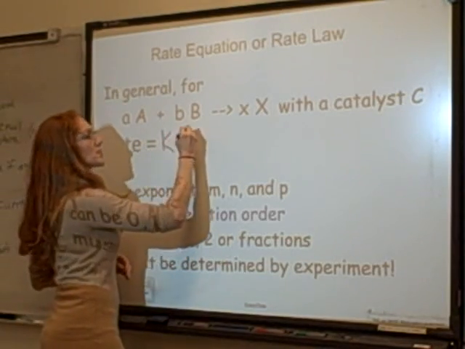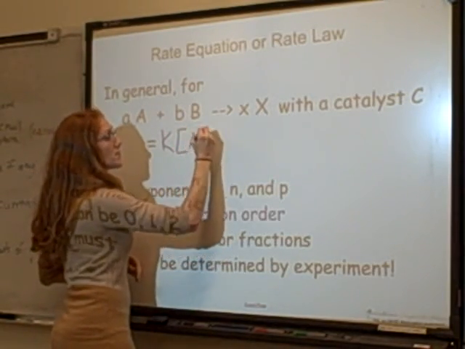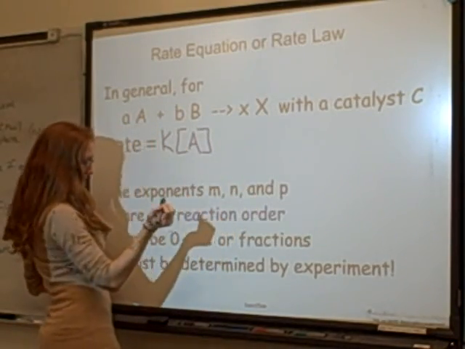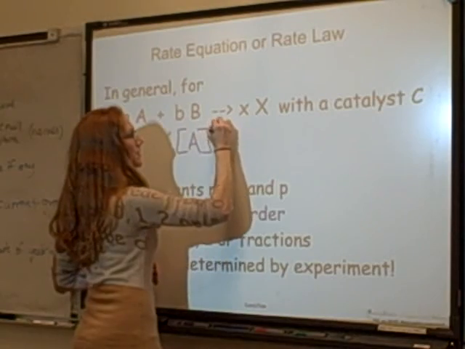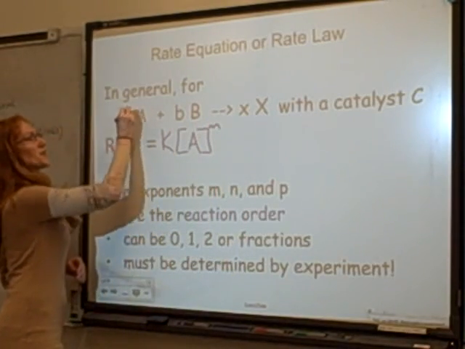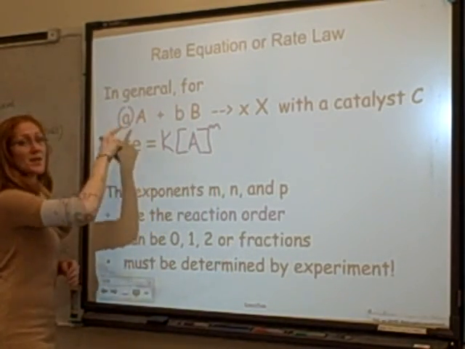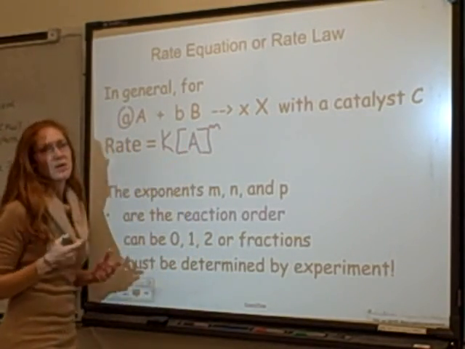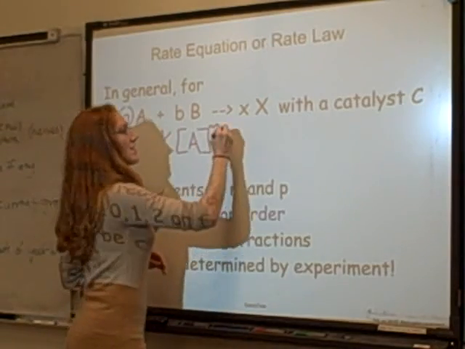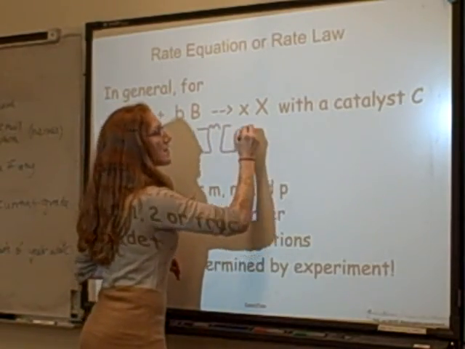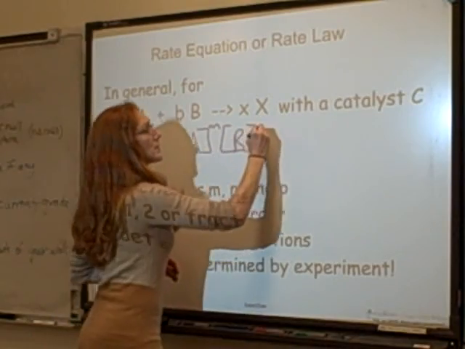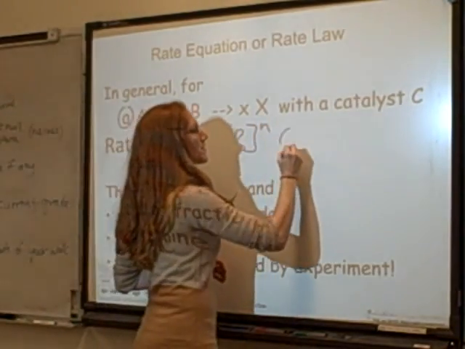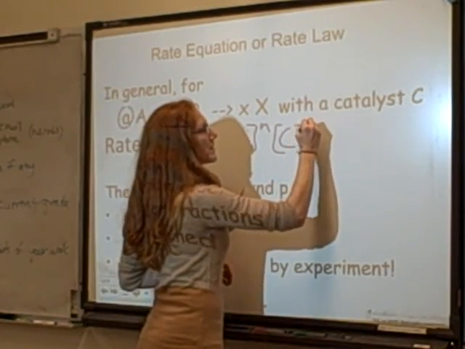So rate equals K times the concentration of one reactant, this guy, raised to some power. I'll go with M. That power isn't the coefficient, so just make sure that if I have two A's reacting in the reaction, it doesn't mean the exponent in the rate law is going to be that. That's a very common mistake. Times the concentration of the other reactant raised to some other power. And I also have some catalyst involved. So let's figure out how that's going to be involved.